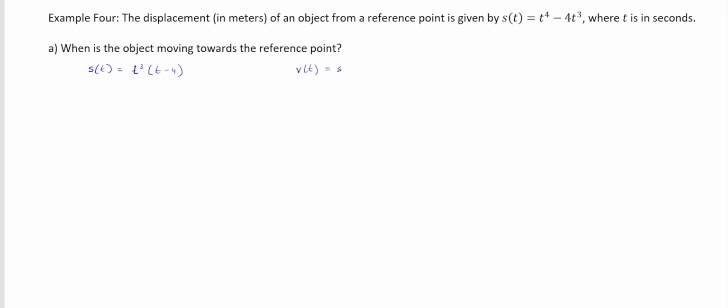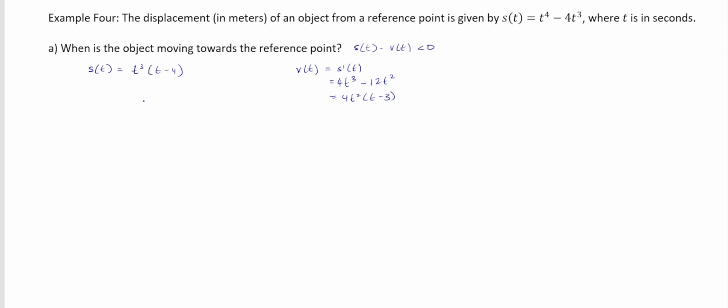And then I'm going to find its velocity function. The velocity function is just the first derivative of the position function. I'm going to find the derivative in its unfactored form. So 4t cubed minus 12t squared, and then factor that: 4t squared, and then t minus 3. Again, recognizing that an object is moving towards the reference point when the product of the position function and the velocity function makes a negative number.